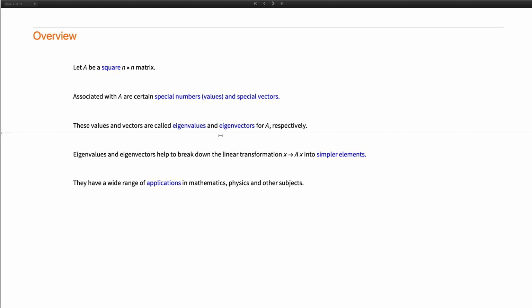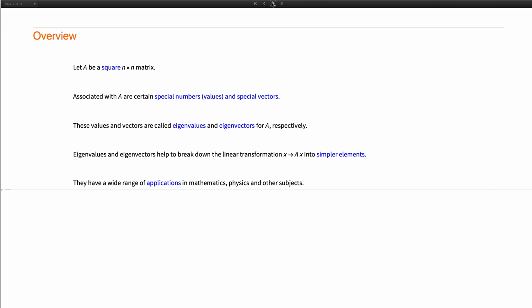Now, why are these important? Because they help to break down the linear transformation associated with A into simpler elements. And of course, if you look at various applications in the real world, you'll find that eigenvalues and eigenfunctions appear all the time.